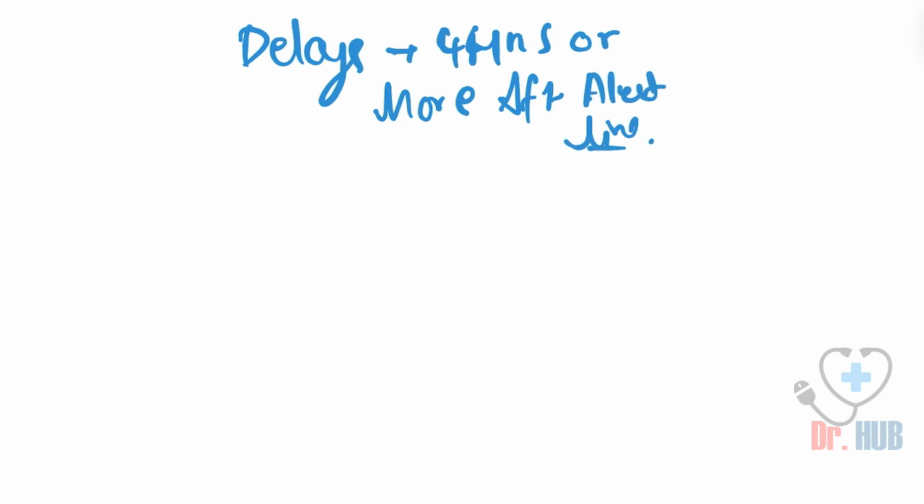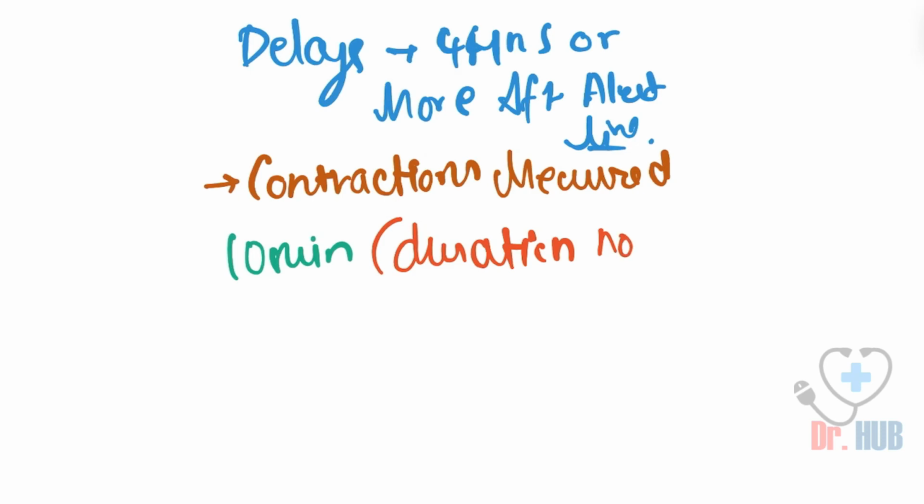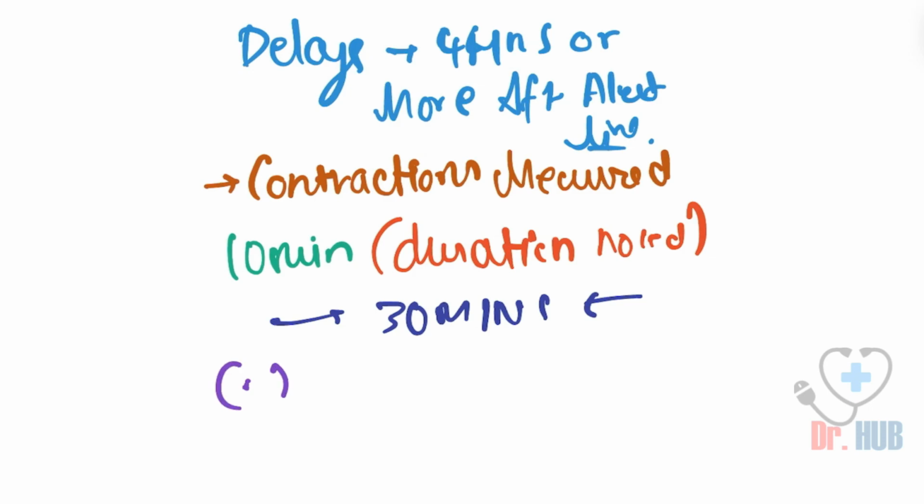So what are the contractions? If you see, it is measured for a span of 10 minutes and the duration is noted. It is measured every 30 minutes, and it is marked with a dot.